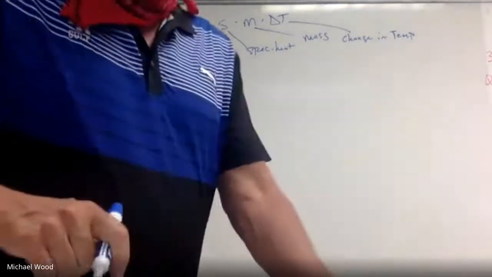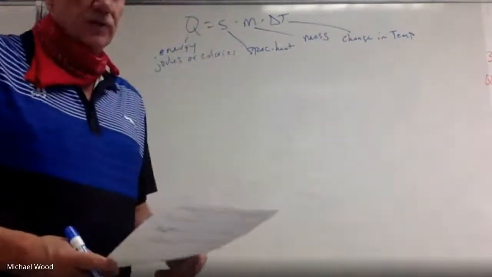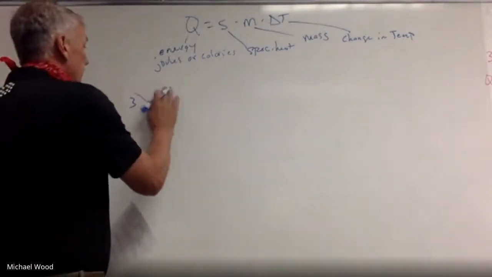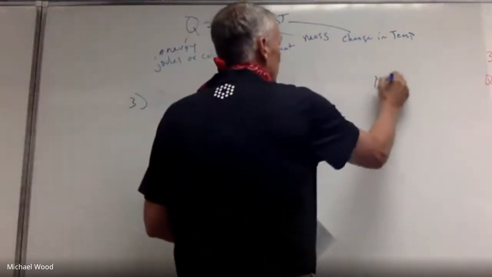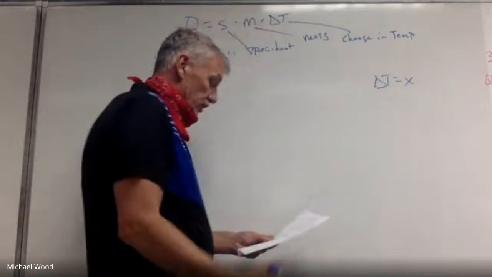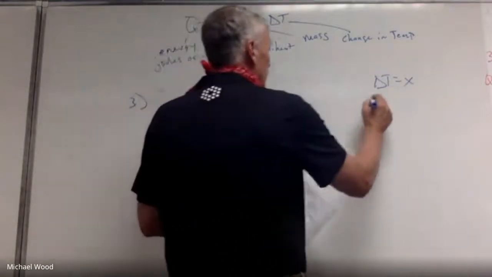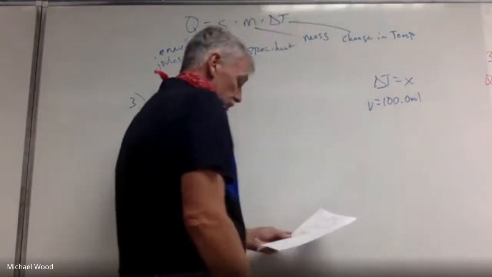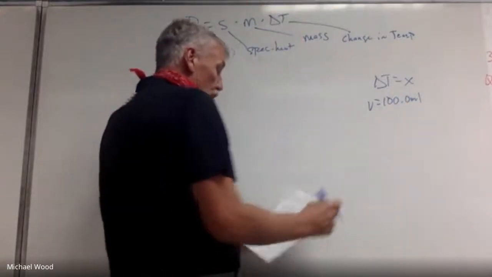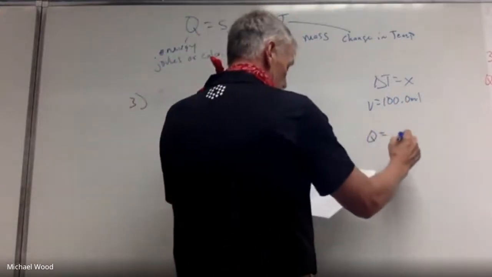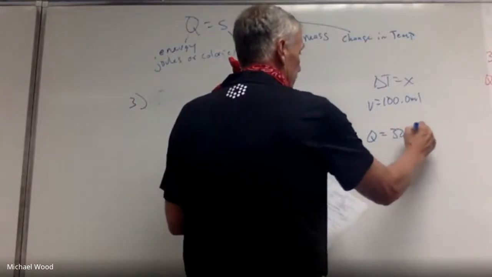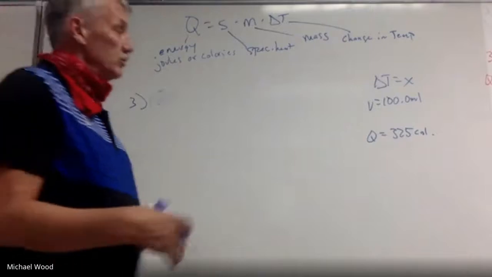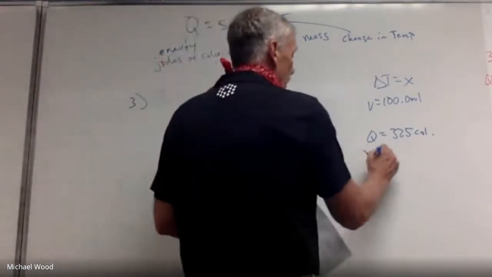Okay, number 3. And again, I'm going to write all the information down that the problem tells me. So it says, what temperature change? So that to me, I'm going to write over here. Delta T, the temperature change, is X this time. What temperature change? Well, 100 milliliters. That's really a volume. I'll show you what we're going to do with that. When it absorbs, so they tell us Q is 325 calories. That's it. Well, they expect you to memorize or to know that the density of water is 1.